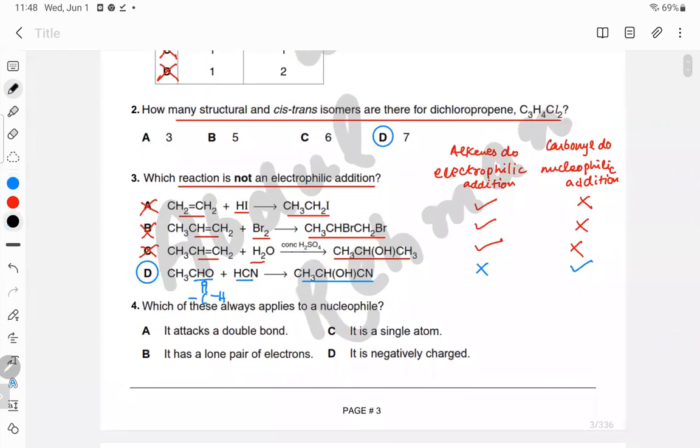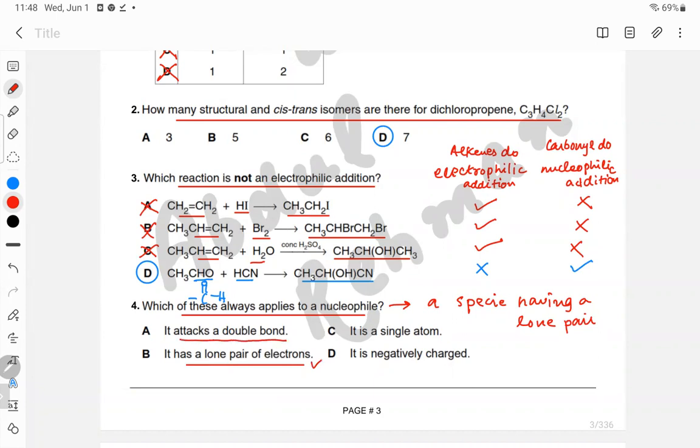Which of these always applies to a nucleophile? When we talk about how to define a nucleophile, we can say a nucleophile is a species having a lone pair. So any species, whether a molecule or an ion, if it has a lone pair, then it's a nucleophile. So if you see in B, yes, very good, Halima, it has a lone pair of electrons. So that is the correct statement.